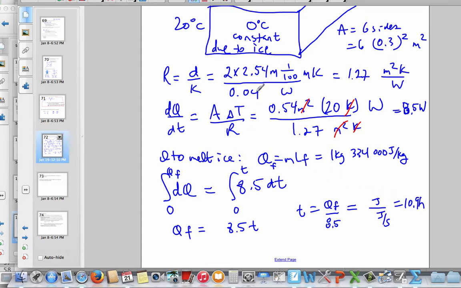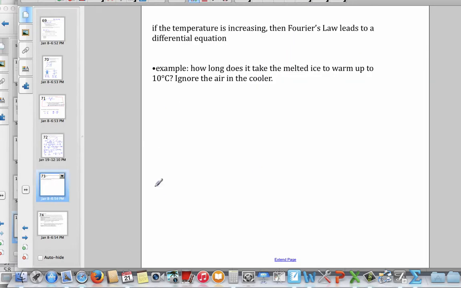Now that was made easy by the fact that the temperature difference was constant. If the temperature difference is changing, then, well, the integral isn't quite so trivial to do. So now let's say the ice has been melted. How long does it take it to warm up to 10 degrees? So we'll assume everything else is the same.